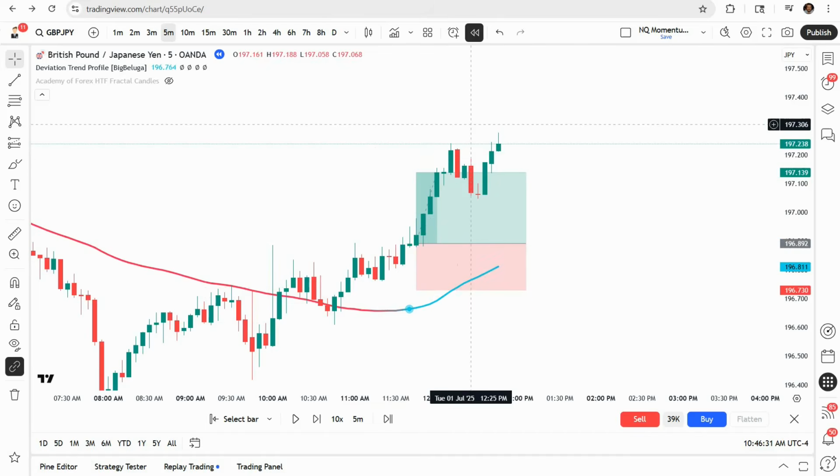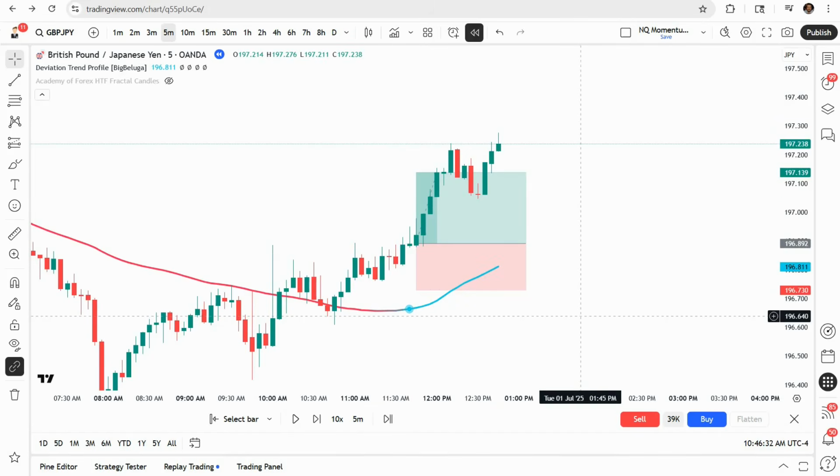And you can see this one gets a really nice push to the upside, getting us to our take profit once again.